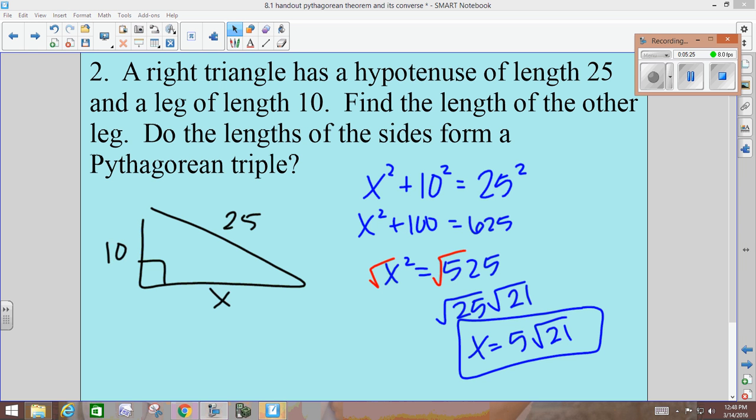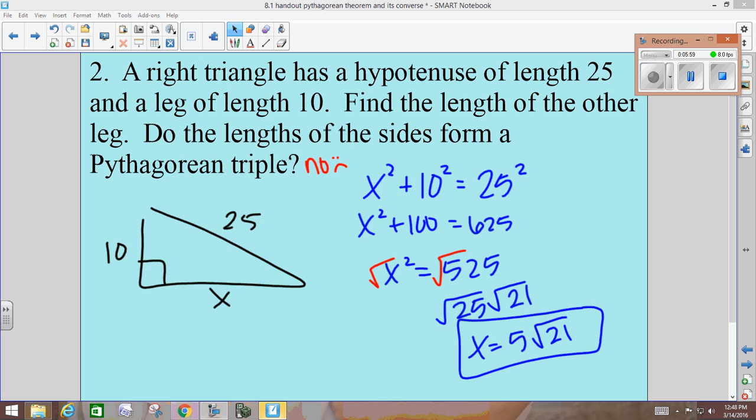Would these three lengths, 5 square root 21, 10, and 25, form a Pythagorean triple? Remember, they have to make the equation true and they have to be whole numbers. No, good. Having a square root is not a whole number. I mean, these are both whole numbers, but square root 21, if you throw that in the calculator, would give you a decimal answer. So a Pythagorean triple has three whole numbers that satisfy the equation. If there's a decimal, a fraction, or a square root symbol, it's not a whole number.